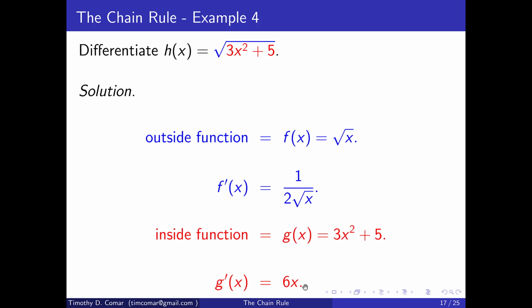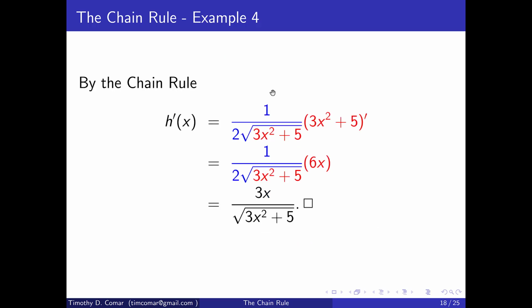Now we have all the pieces to write down the derivative of h using the chain rule. So here, using the color coding that we've been using so far, the 1 over 2 times the square root is our derivative of our outside part, and it's composed with our inside function here, the 3x squared plus 5. And then the first line that I've written out here gives us a placeholder way of thinking about one step at a time over here.